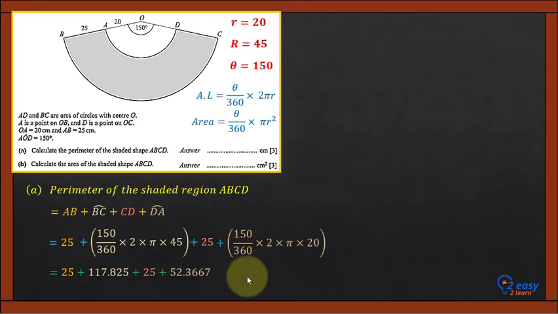Calculate this answer and you will get 52.3667. Add all these values, it will be 220.192 centimeter, or round it off to 3 significant figures. It is 220. 1, 2, 3. Third significant figure is 0. After that, the number is less than 5. So the final answer is 220 centimeter. 3-mark question.